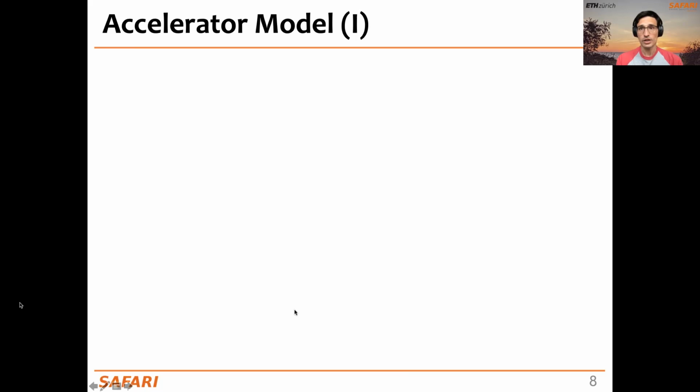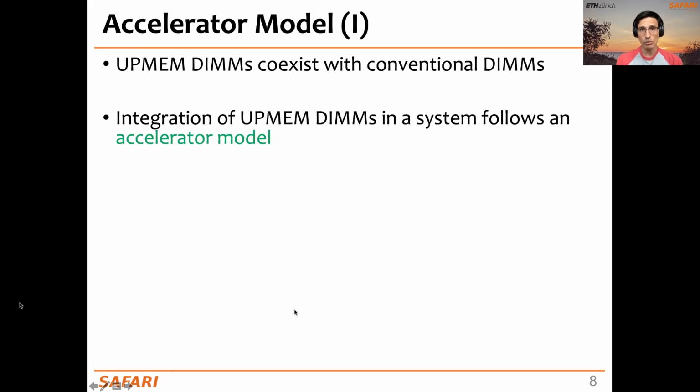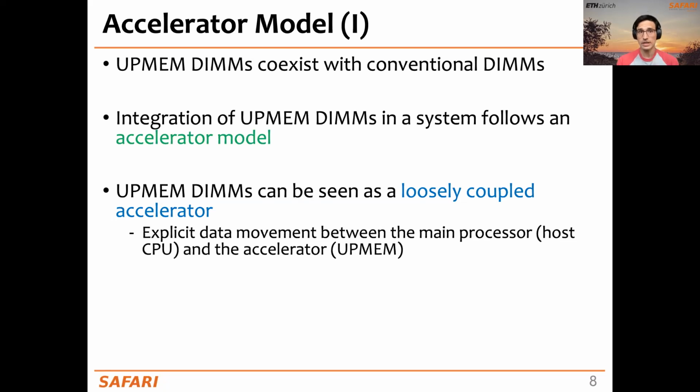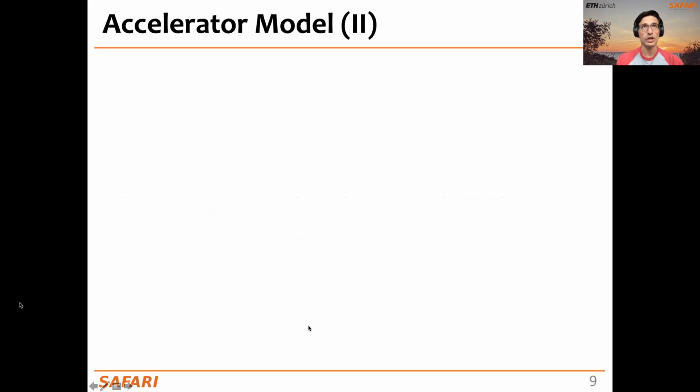Remember that here in the ABMEM-based PIM system, we follow the accelerator model, where ABMEM DIMMs coexist with conventional DIMMs. And the integration of the ABMEM DIMMs into the system is seen as a loosely coupled accelerator. That means that we have to explicitly move data between the main processor, the host processor, and the accelerator that are the ABMEM DIMMs. And we also have to explicitly launch a kernel onto the ABMEM processors, the DPUs, and finally return the results to the main memory of the CPU. And this resembles GPU computing, as we discussed in the corresponding lecture.